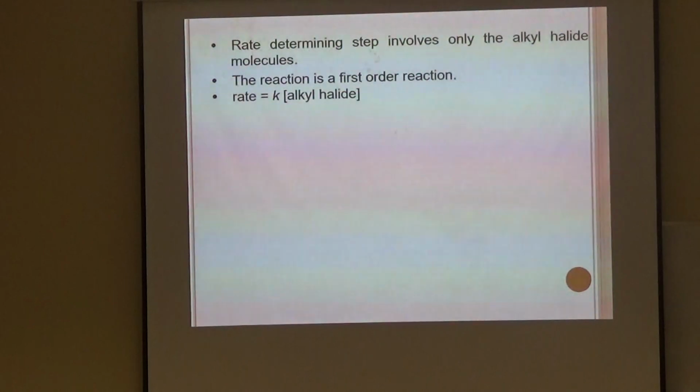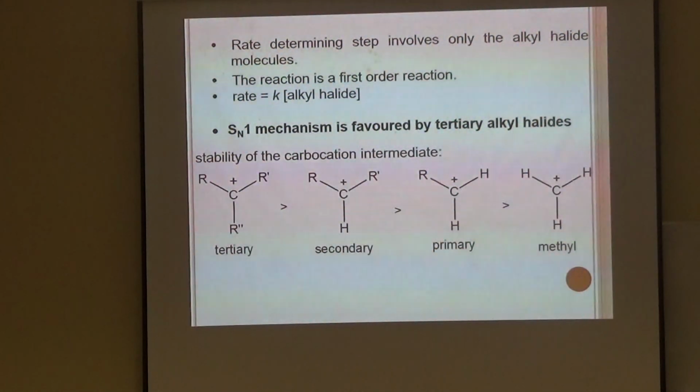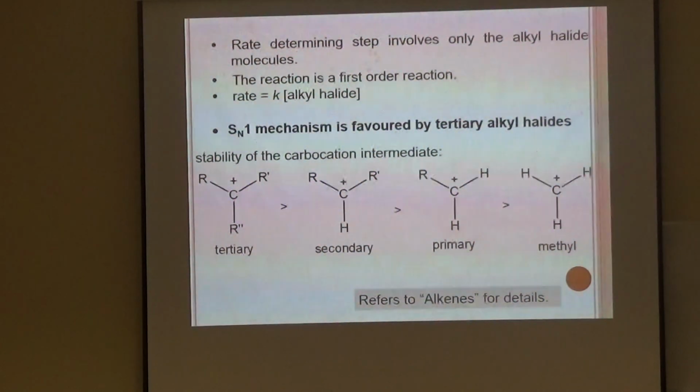The hint comes in two shapes so far. Number one, they talk about the optical activity of the product. Number two, they can give you the rate equation. That piece of information will help you in deciding which mechanism to draw. SN1 mechanism is favored by tertiary alkyl halide, as we have discussed, because of the stability of the carbocation intermediate. The more substituents you have, the more stable the carbocation, and therefore they will prefer the SN1 mechanism more. Please refer to alkenes for details if you're still struggling with the stability of carbocation.